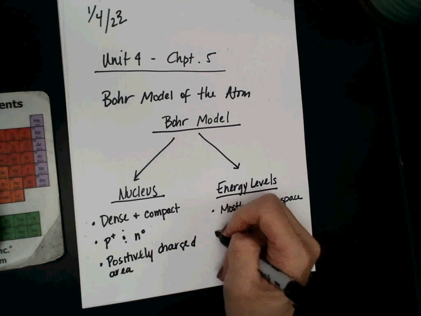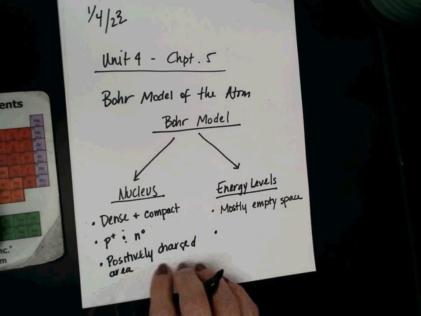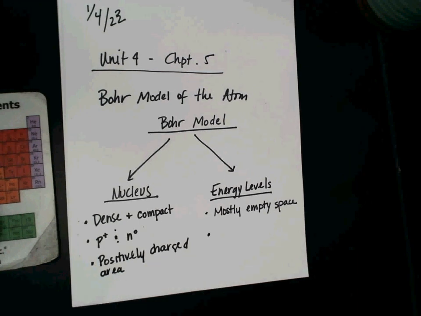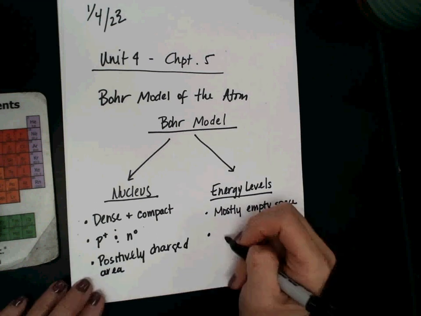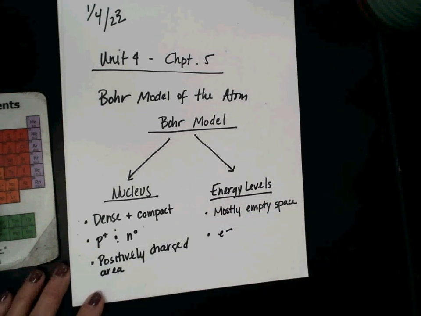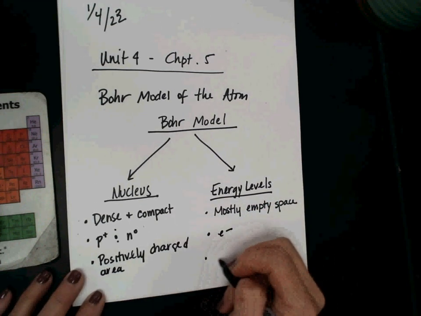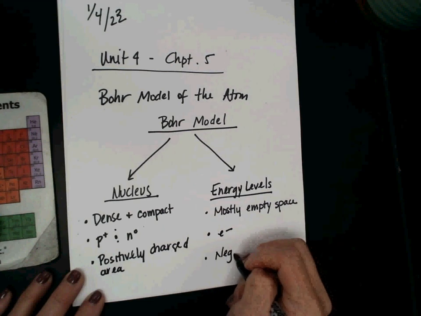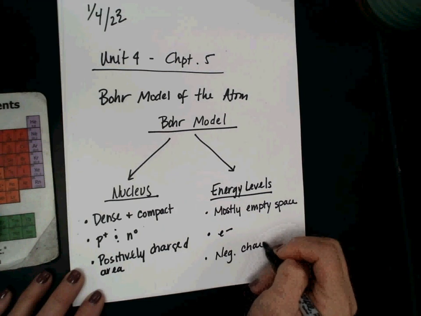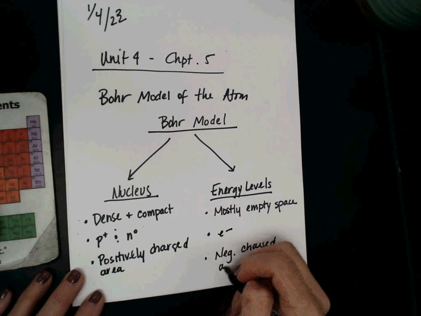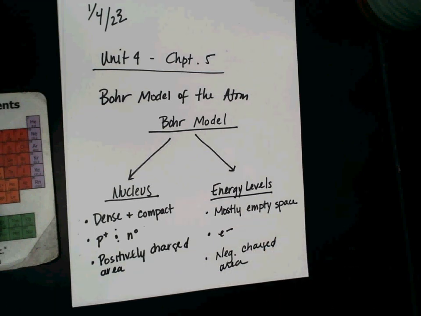All right, so then what would you tell me about the area outside of the nucleus where I would find energy levels? Jacqueline? It's where the electrons are and has a negative. Okay, so we've got electrons here, and it is a negatively charged area. That's all old news. We should all know that.